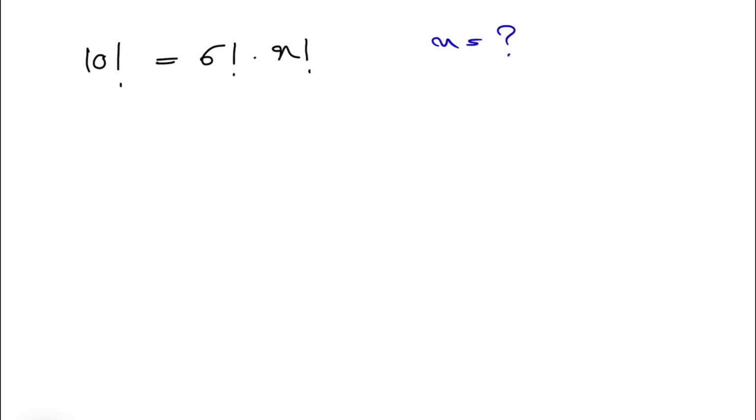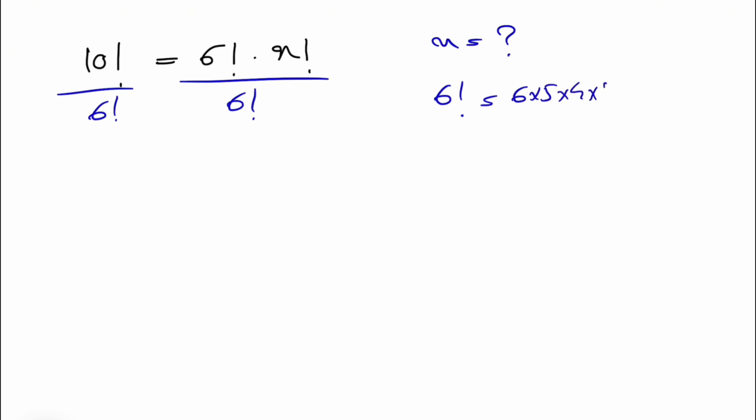So first of all, we're going to divide each side of the equation by 6 factorial. As we know, 6 factorial is not 0, so 6 factorial will be 6 times 5 times 4 times 3 times 2 times 1. So definitely not a number even close to 0. So we can divide each side by 6 factorial, and on the left side and on the right side we can cancel out 6 factorial.